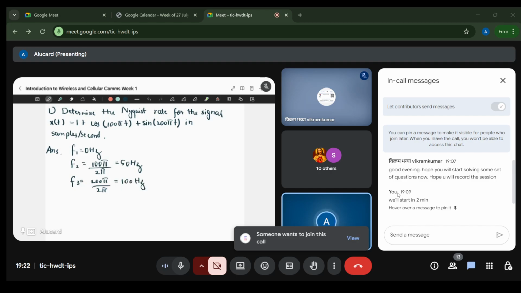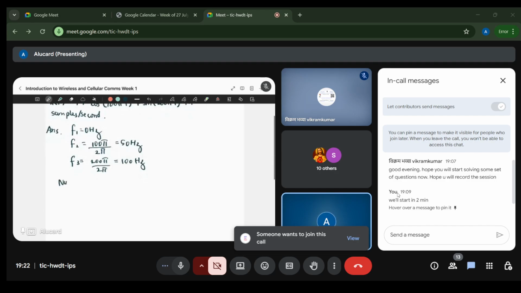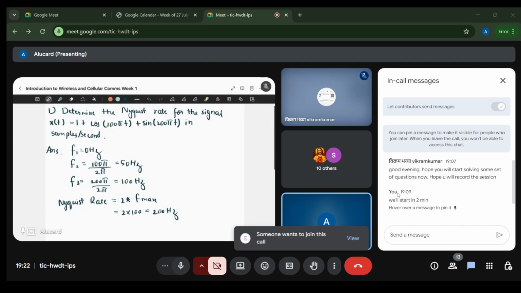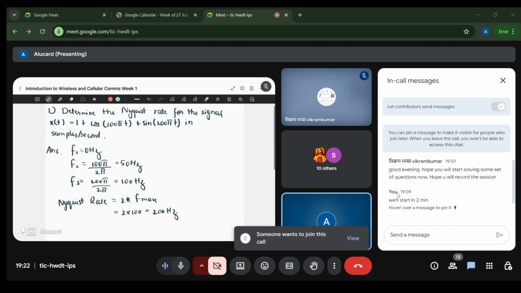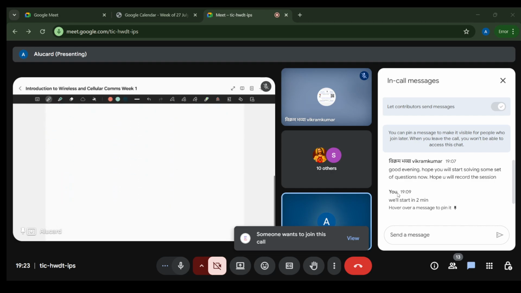The Nyquist rate is simply double the maximum frequency. It's 2 times 100, 200 hertz. So if you sample at this frequency, you can easily reconstruct it. That's just a basic question from signals and systems.